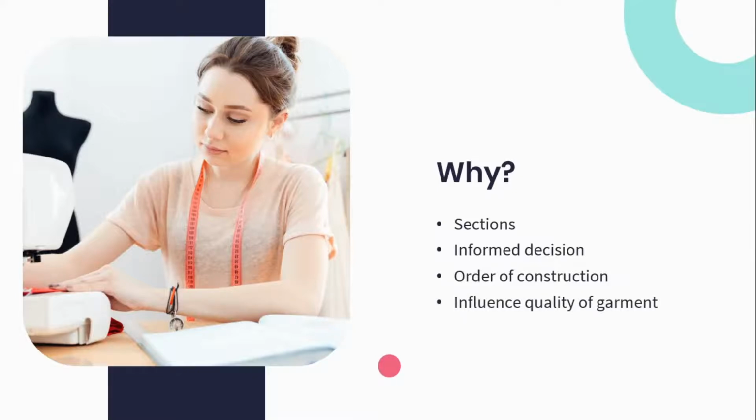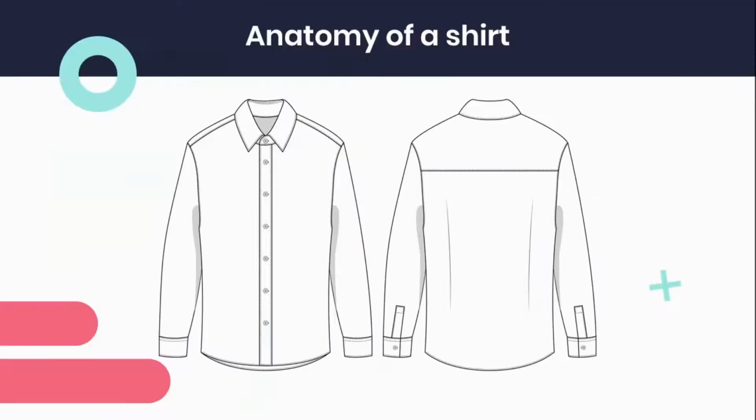So, for an example, let's look at the anatomy of the men's shirt. A shirt may look simple, but in reality, it is quite a complex piece of clothing consisting of several parts with some tricky terms. Let's start by looking at the front. First, we can see the collar stand. Now, this is the base of the collar.